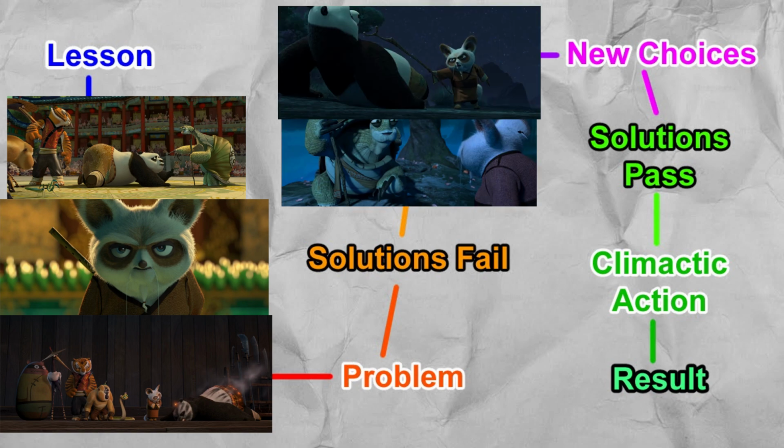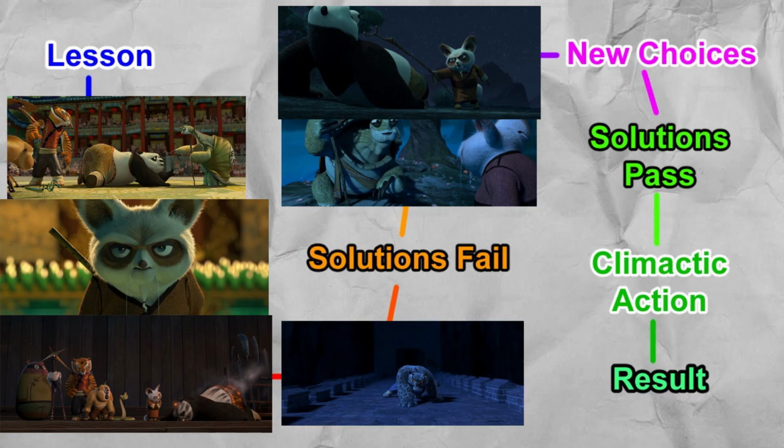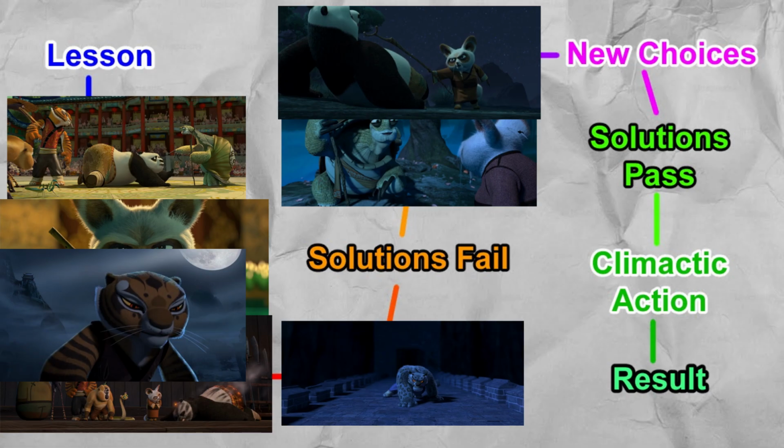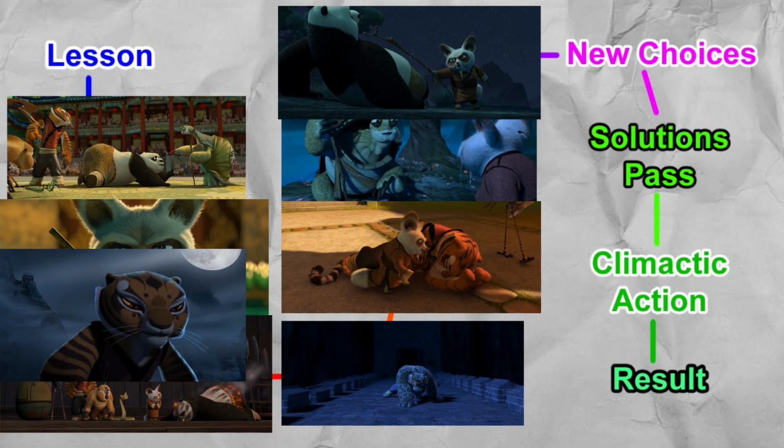Now, Shifu believes that Po is the dragon warrior, but he doesn't know how to train him. The problem is that Tai Lung breaks out, and the dragon warrior is the only one who can stop him. Because they don't believe in Po, the Furious Five make their choice to stop Tai Lung alone, since Shifu doesn't know what to do, but they fail because they aren't the dragon warrior.